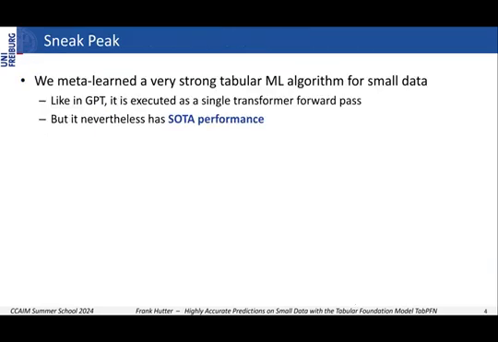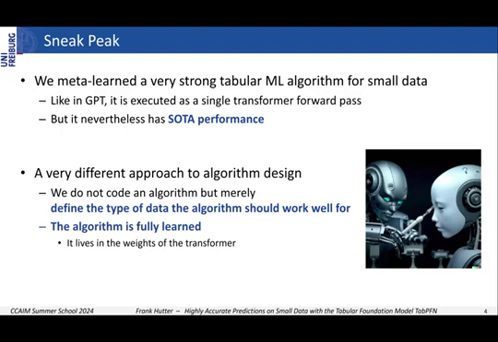All right, sneak peek about what I'm going to talk about. So we meta-learned a very strong machine learning algorithm for small data. And it's going to feel very much like GPT because it's executed as a single forward pass of a transformer. But it nevertheless has state-of-the-art performance, doing better than all these classical algorithms for small data sets. And I'd like to emphasize that it's a very different approach to algorithm design, because we did not code this algorithm manually. The algorithm that will be executed is actually learned across many different data sets.